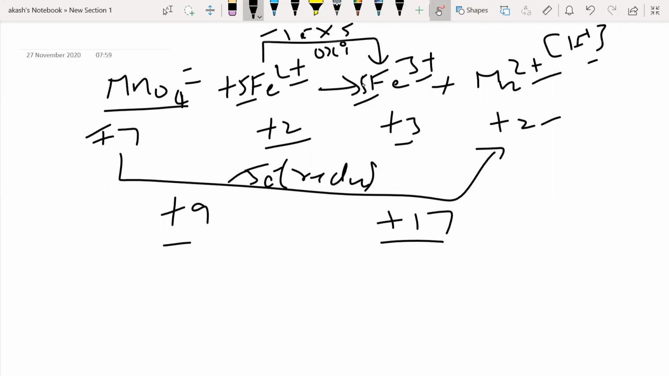They have given me that I have to add H plus only. So definitely I have to add H plus on the reactant side, so I basically have to add 8 H plus. And obviously you have to make sure that the hydrogen atoms are compensated in terms of water. So I have 8 H plus, and I can put 4 H2O on the product side. This is how you do it with the help of the oxidation number method.